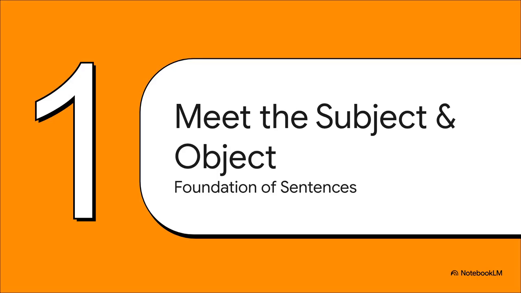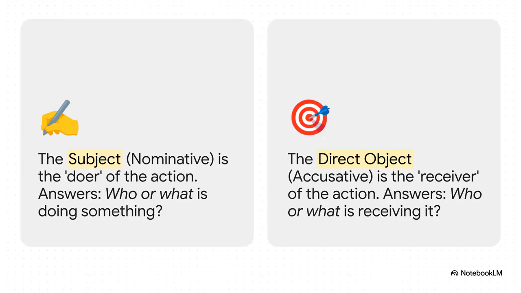Okay, so first things first. Let's meet the two main players in pretty much any sentence you'll ever come across, the one doing the action and the one on the receiving end of it. Here they are. On one side, you have the subject. That's your doer. Just ask who or what is doing the action. And on the other side, you have the direct object, the receiver. Ask who or what is getting the action. Now, in German, these roles get some fancy grammatical names. Nominative for the subject and accusative for the direct object.